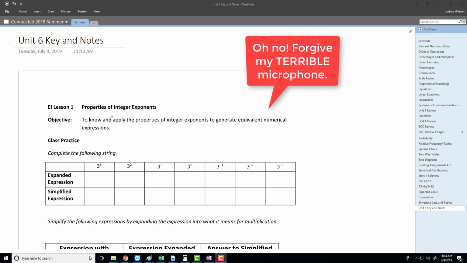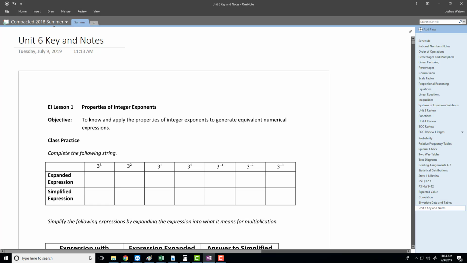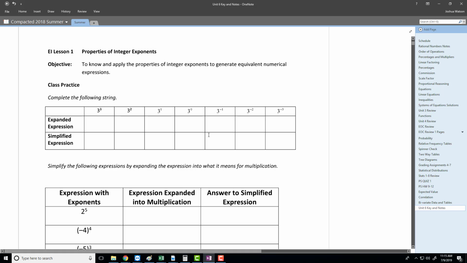Alright, Math Compacted 7-8 class, we're going to talk about exponents and integers and their properties in Unit 6. Our objective for this first lesson is to know and apply the properties of integer exponents and to generate equivalent numerical expressions. So we're going to just kind of do that.